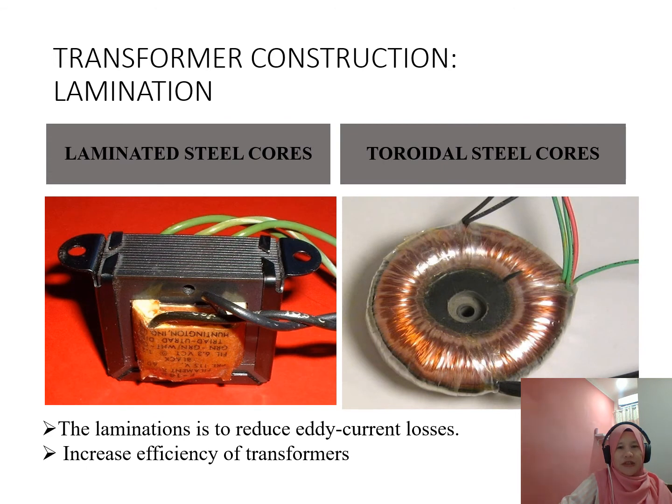For the lamination of the transformer, this is the laminated steel core and this is the toroidal steel core. So the lamination is to reduce the eddy current losses, and hence it can increase the efficiency of the transformer.